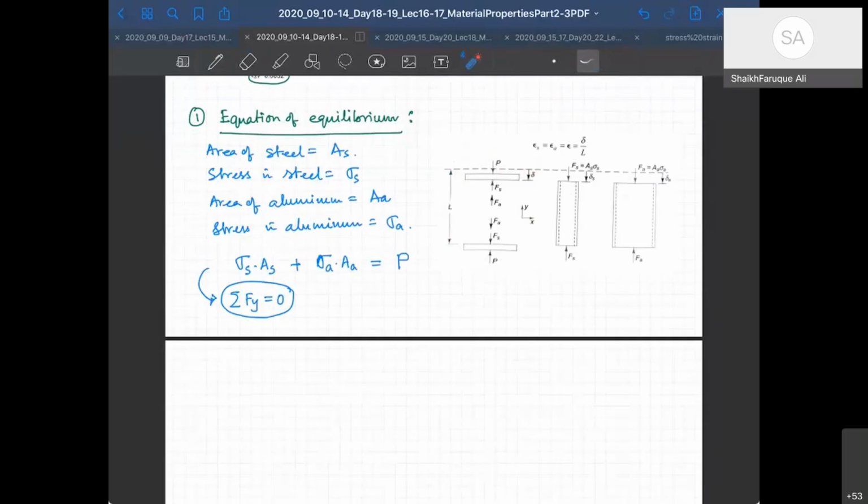But their stresses will be different. So one has got sigma S as stress, the other one has got sigma A as stress. I don't know what sigma S and sigma A are right now. I know their area. So the force by the steel member is going to be its stress into its area, and similarly force by aluminum is going to be its stress into its area. The total force by aluminum and steel, Fs and Fa, is going to be equal to P. That is what it will balance. So that's my equilibrium equation.